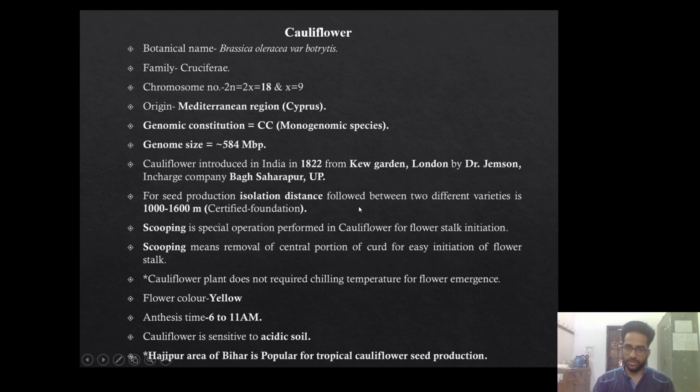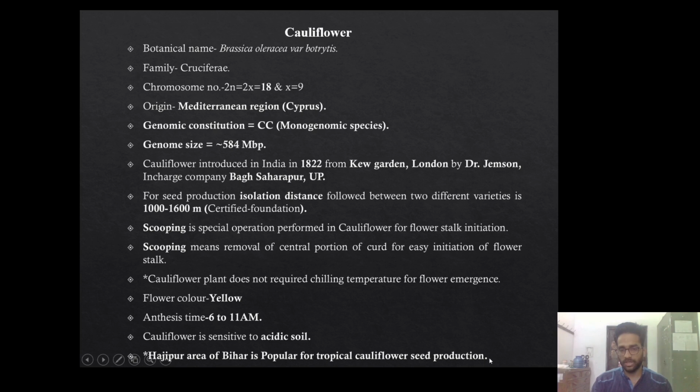Scooping is a special operation performed in cauliflower for flower stalk initiation. Scooping means removal of the central part of the curd for easy initiation of the flower stalk. In cauliflower, please remember, the plant does not require chilling temperature unlike other cole crops. It does not require very low temperature for emergence of flowering. Flower color is yellow. Anthesis timing is 6 to 11 am. Cauliflower is sensitive to acidic soil. The Hajipur area of Bihar is popular for tropical cauliflower seed production. Remember this: Hajipur of Bihar.